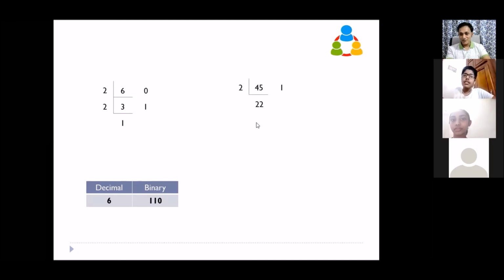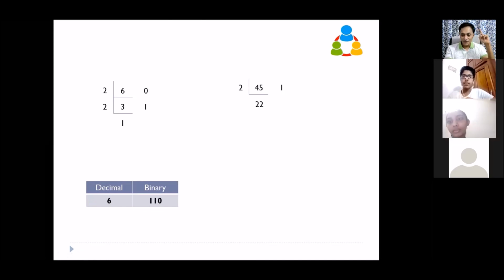So what does this expression mean? This 22 and 1 and all, what does it mean? There are two 22s plus 1. There are 22 2's in 45 and 1 is left, right? And this one we know will not get changed because this is an odd number. And if it is an odd number, you need that last bit of binary.